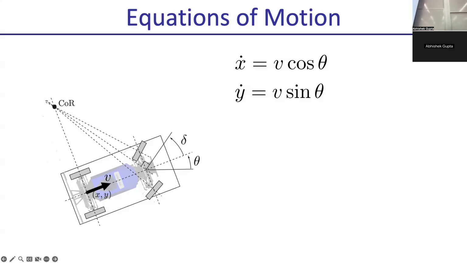And theta dot is a little more annoying, right? You're trying to figure out what the change in heading is. The way you're going to do that is by thinking about the instantaneous center of rotation. You can think of it as a circle that passes through this point and this point, right?